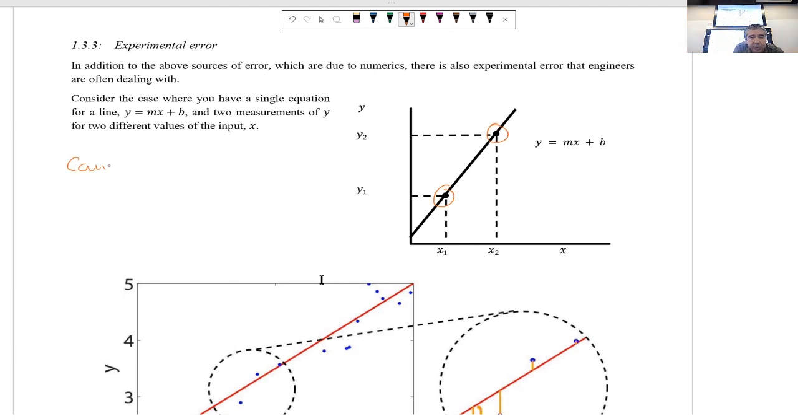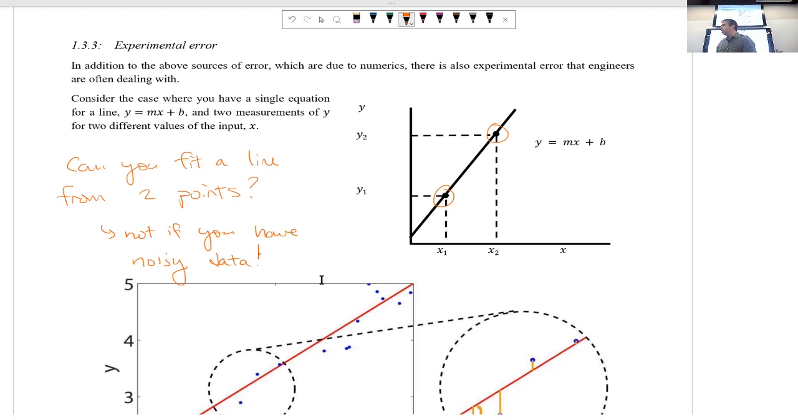So the question is, can you fit a line from 2 points? And the answer is yes, of course you can. But not if you have noisy data. If you have noisy data and you only have 2 points and you're trying to fit a line to it, your slope and your intercept will both be completely wrong.